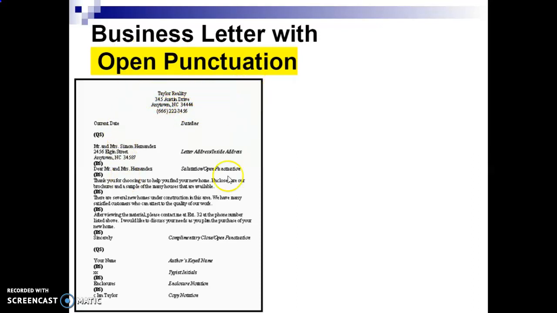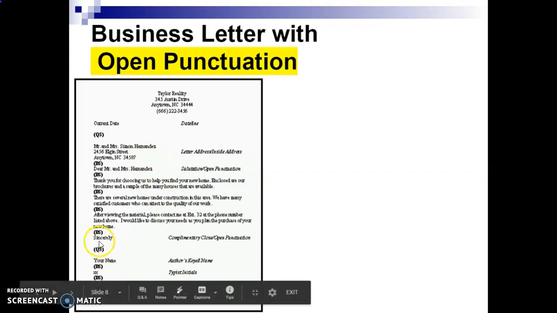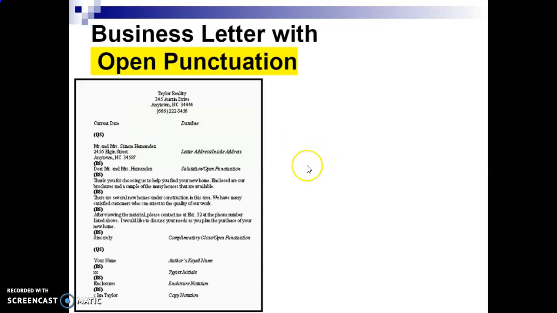Alright, open punctuation: Dear Mr. and Mrs. Hernandez, there's no colon or comma after the salutation. And then at the bottom, Sincerely, there is no comma next to the complimentary close. So that is an example of open punctuation.